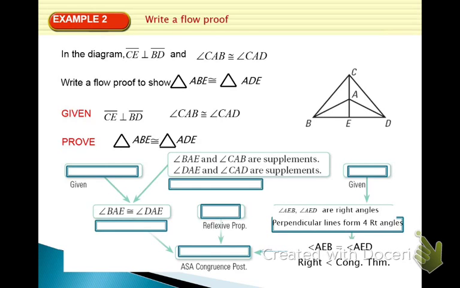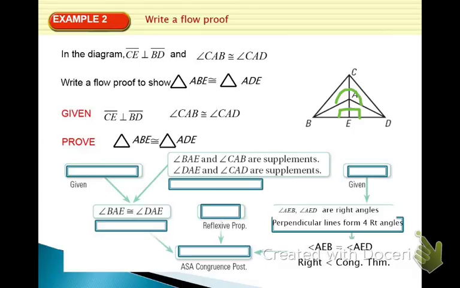This one's challenging. Let's try this one. In the diagram, we've got CE perpendicular to BD. So let's mark that. CE perpendicular to BD. And we have angle CAB congruent to angle CAD. We have those two angles congruent. And we have to prove these smaller triangles on the bottom, AEB and AED, are congruent.